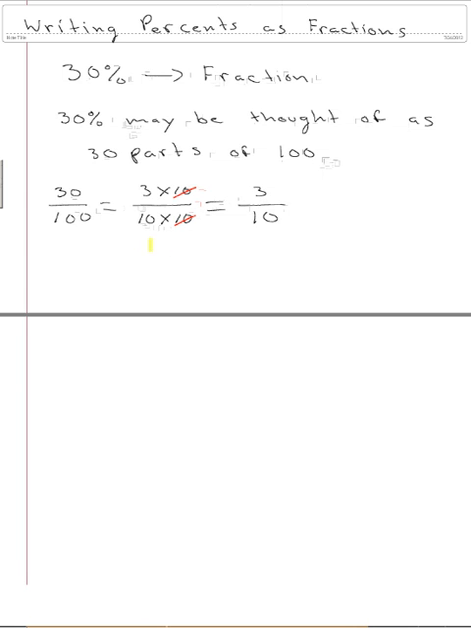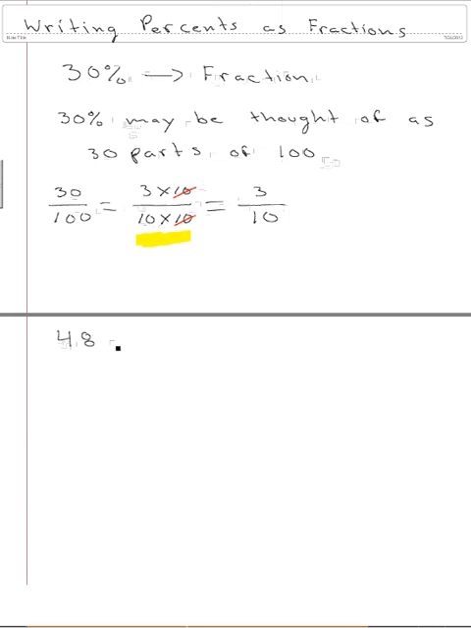Now let's emphasize that this intermediate step here, I really didn't need to show. I could have merely reduced the fractions using mental arithmetic. Now let's take a look at one other example.